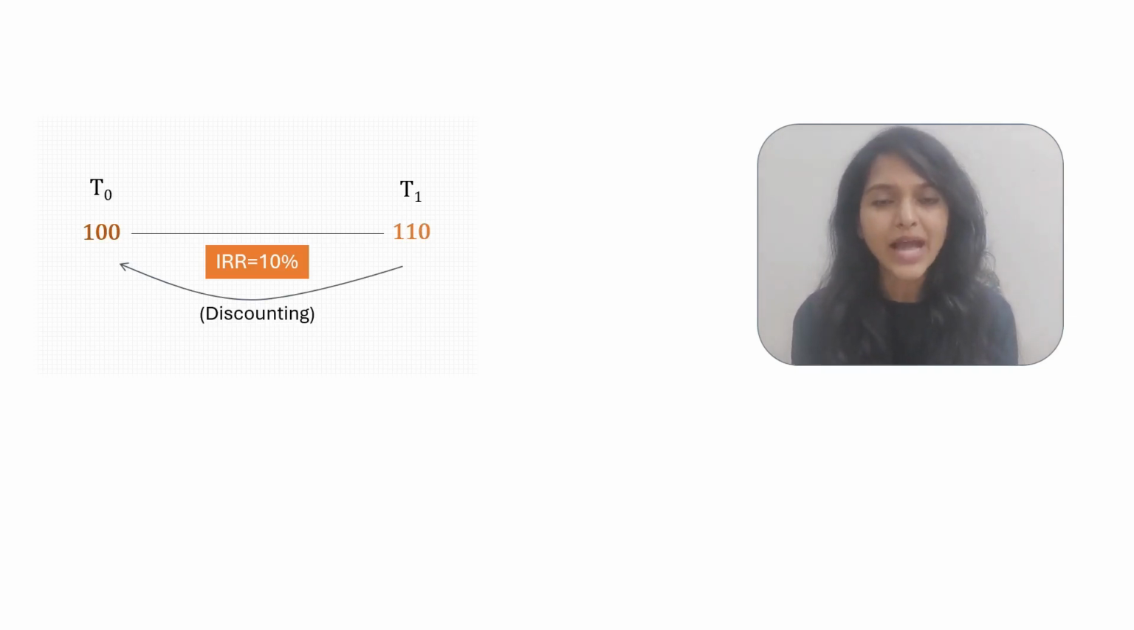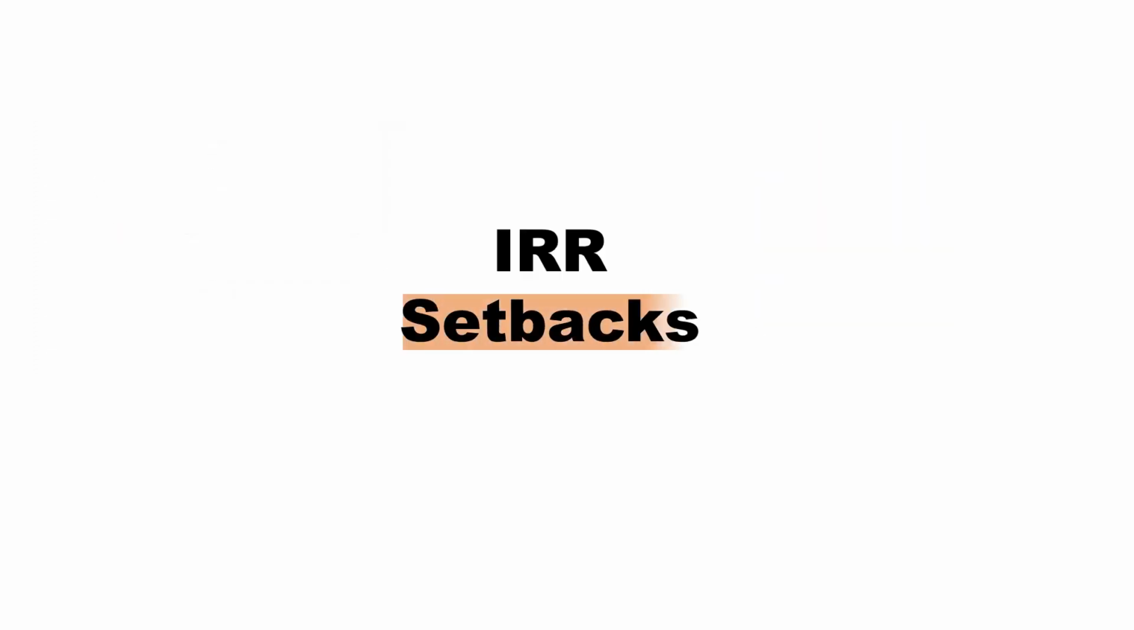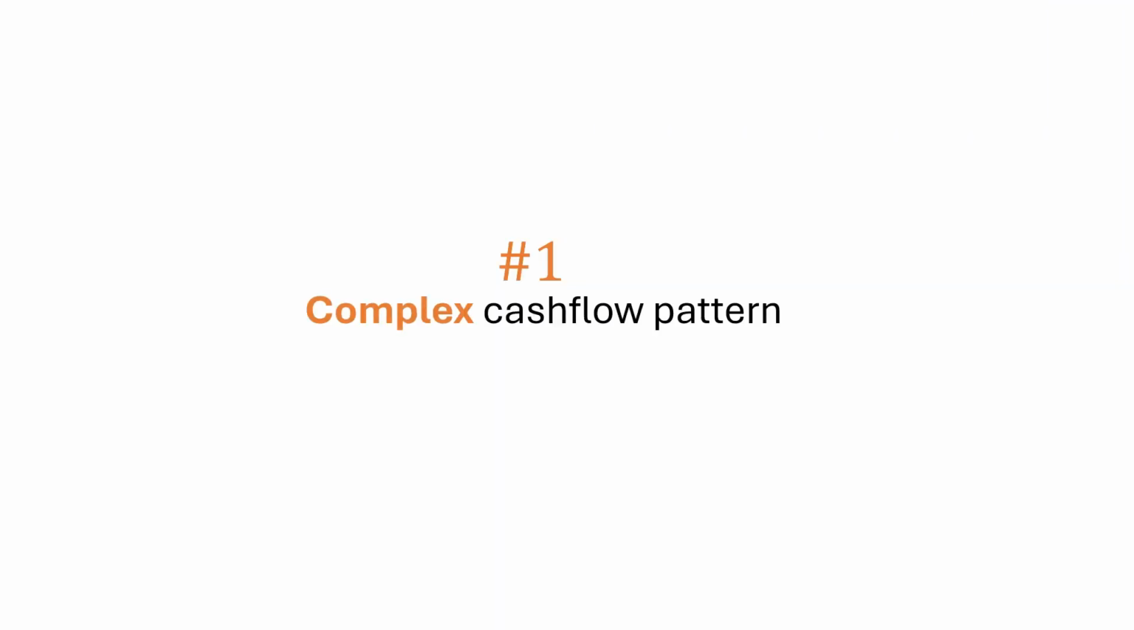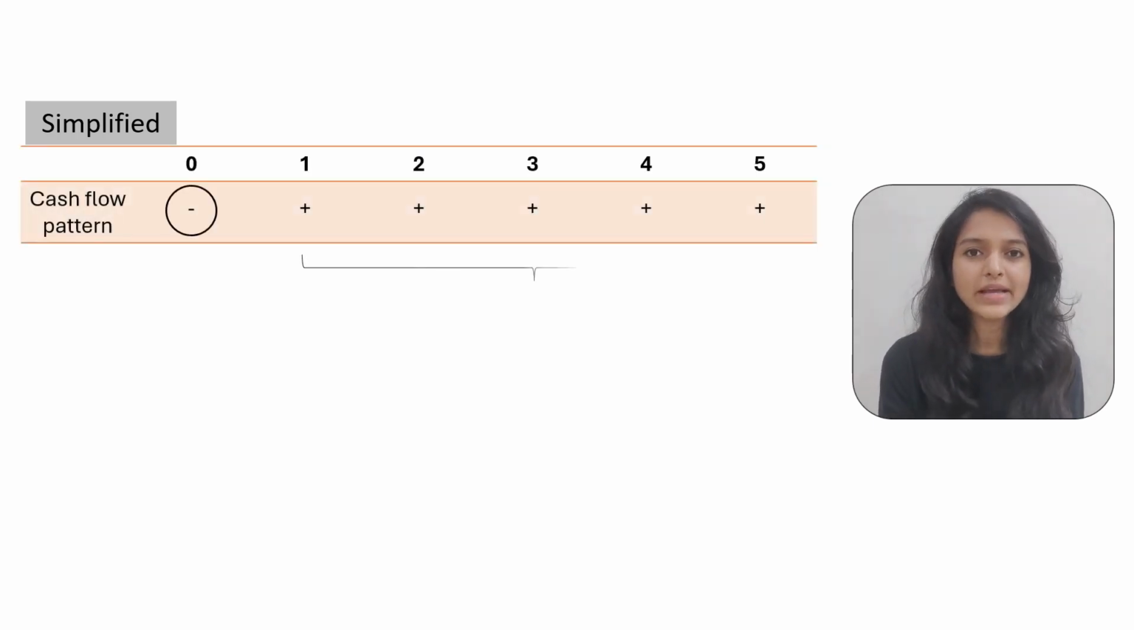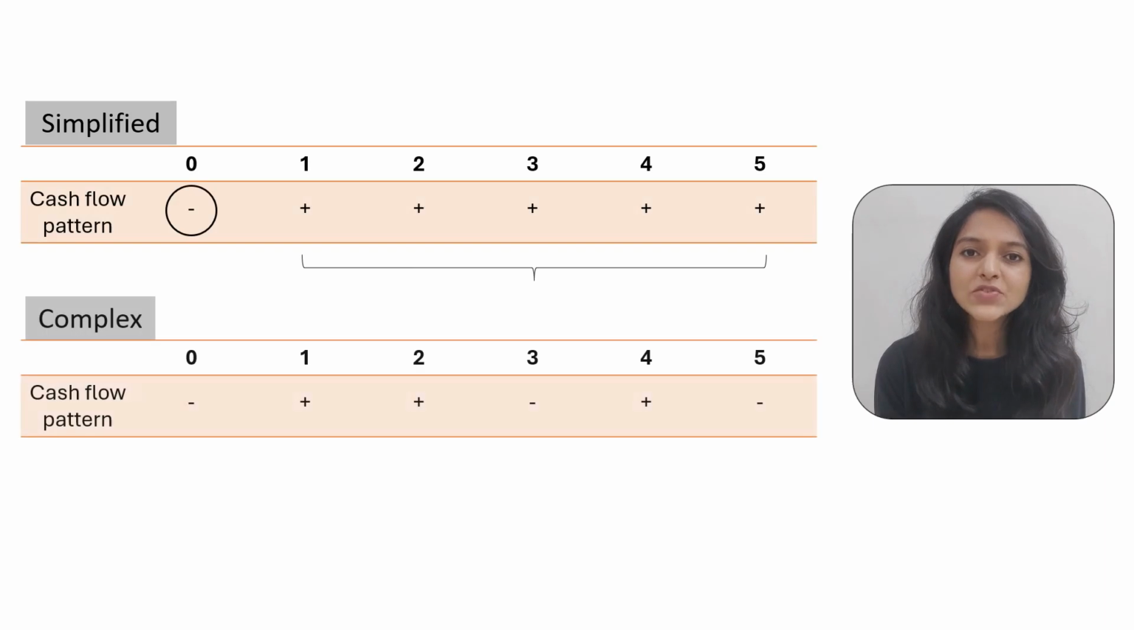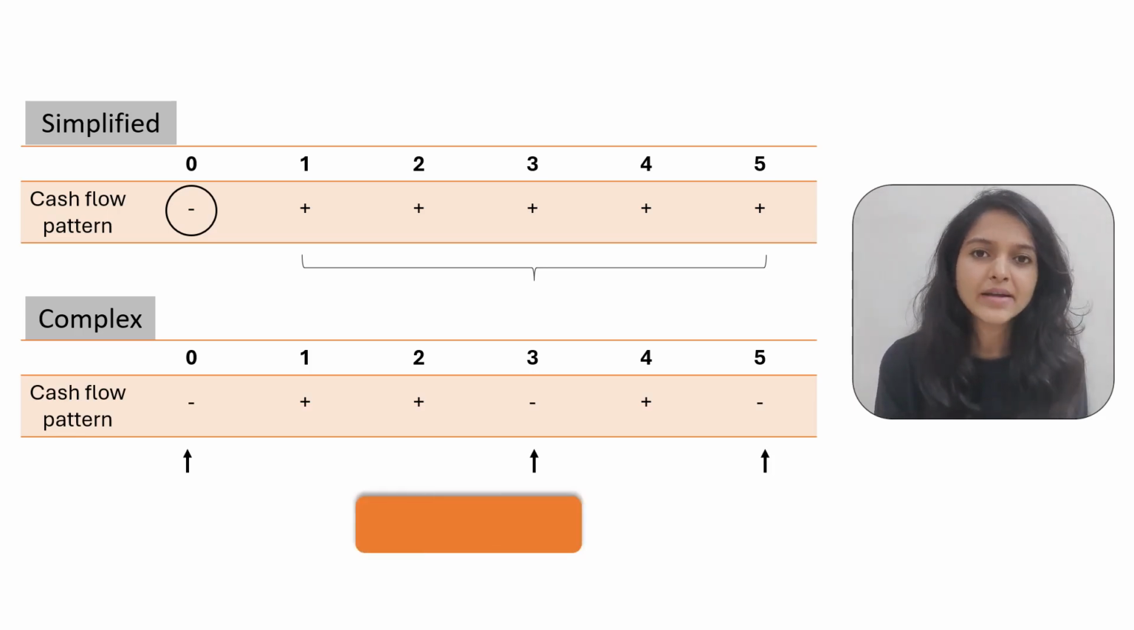Now let's come to the actual topic of this video, its issues. First one is if the project has a complex cash flow pattern. A simplified cash flow means one outflow followed by inflows. And a complex cash flow is the one that changes sign more than once, meaning more than one outflow. And because of more than one outflow during the project's life, multiple IRRs may occur.